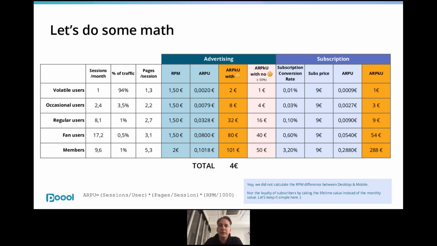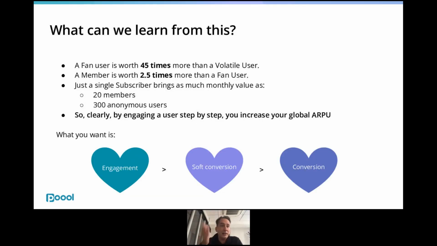All right. So it shows that it would be good to do some subscription, even if it's hard. But it also shows that the average revenue per user in your advertising monetization really depends on engagement metrics and on having members. And you see it from these numbers. A fan user is worth 45 times more than a volatile user. And a member is worth 2.5 times more than a fan user. And subscribers generate more value than just casual readers, more value than 20 members, more value than 300 anonymous users.